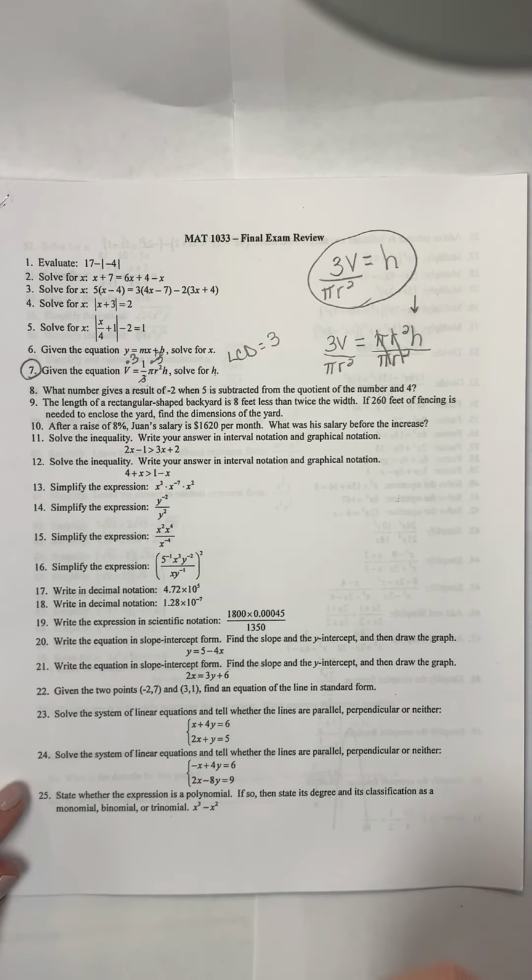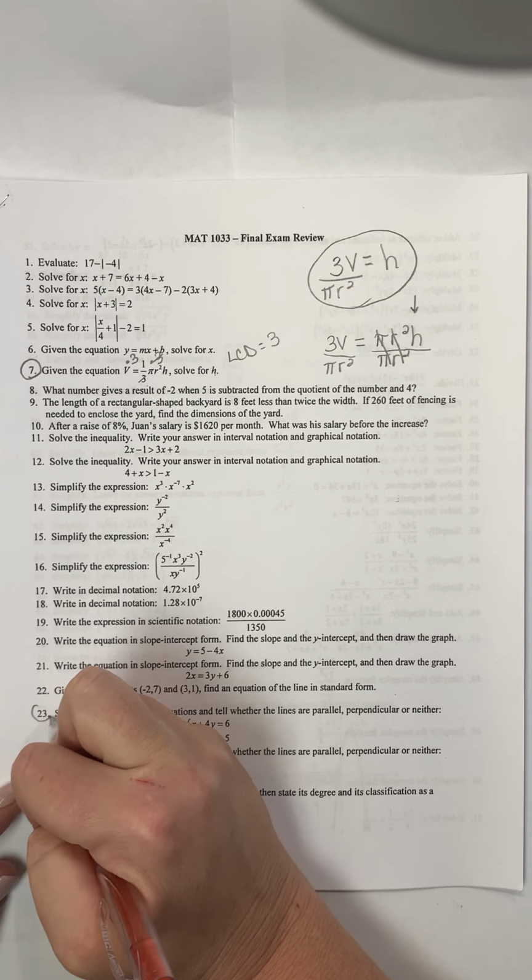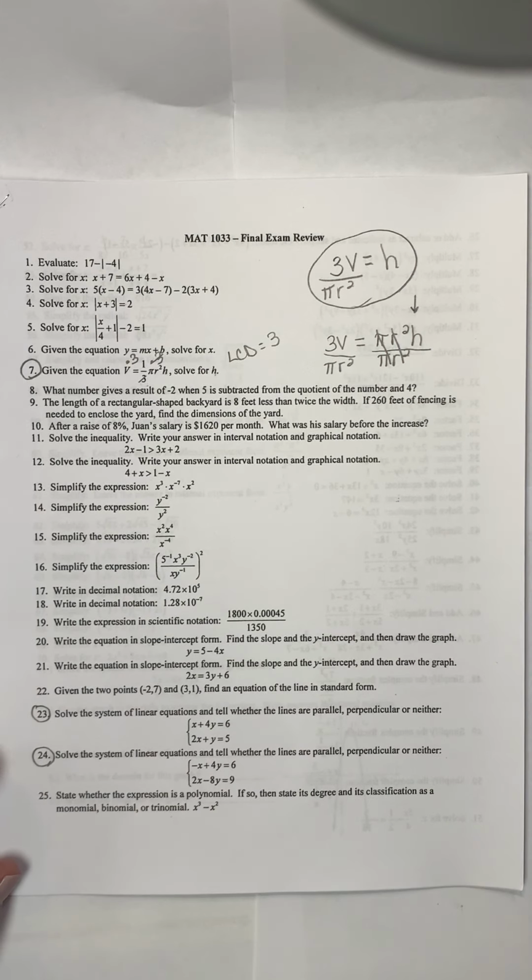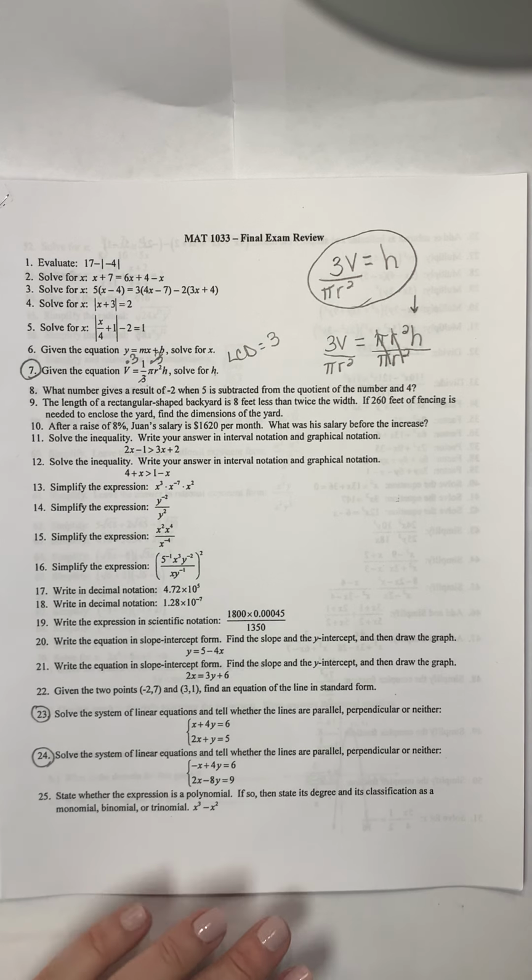That brings us down here to 23 and 24. These are both the same type of problem, but I wanted to do this problem twice because we really haven't had to deal with one of these yet. I just want to make sure you're comfortable with it. You'll just have one of these on your final.